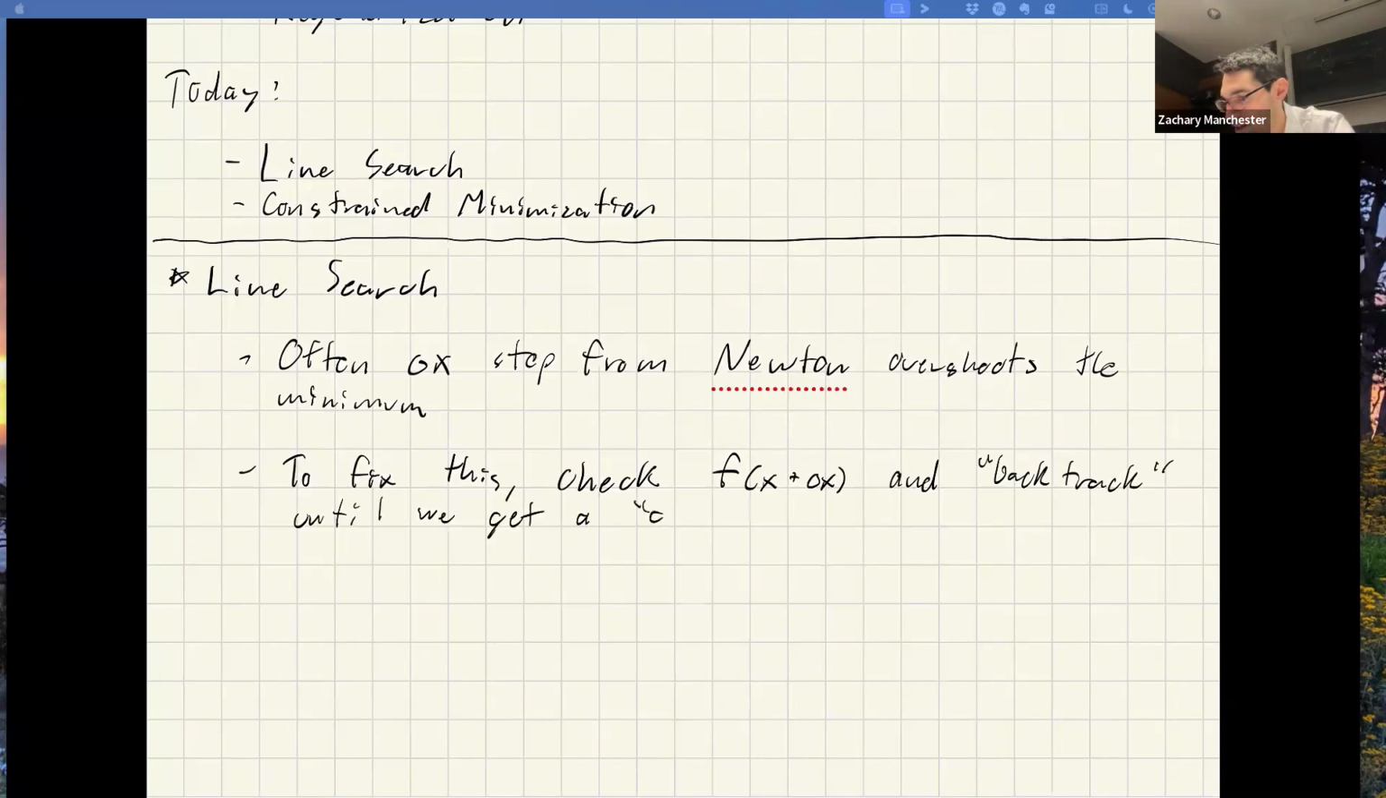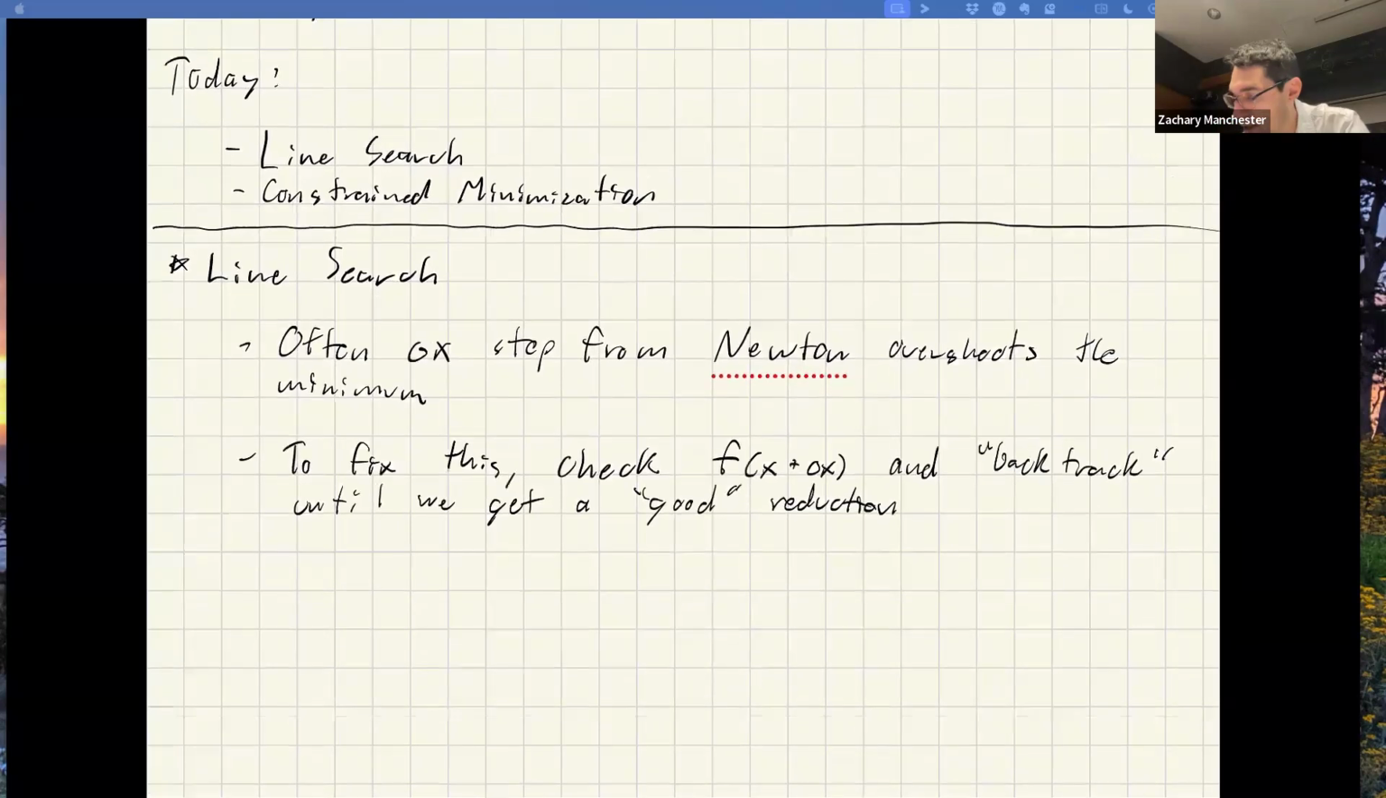Basically, the definition of good here is where all these methods diverge and where there are differences. There are many strategies for this. We're going to do the simplest one. The obvious simplest thing you might think about doing is just check for a decrease, right? You just plug in x plus delta x. If that's lower than f of x, accept the step and keep going.